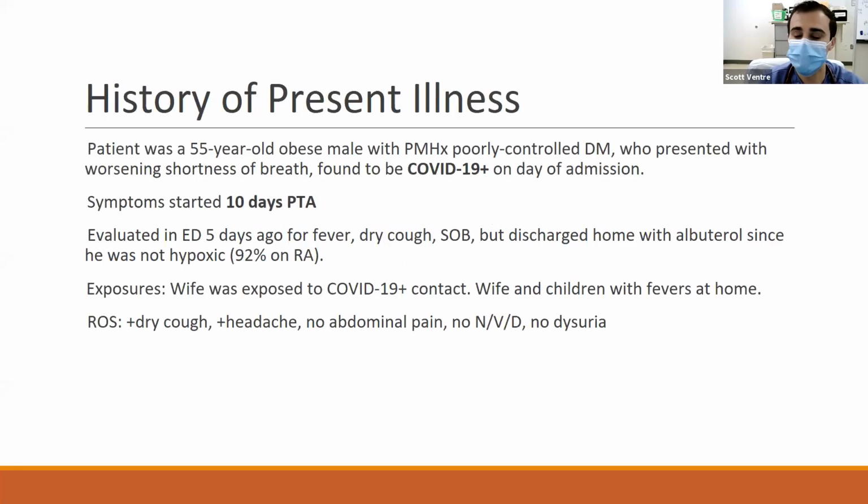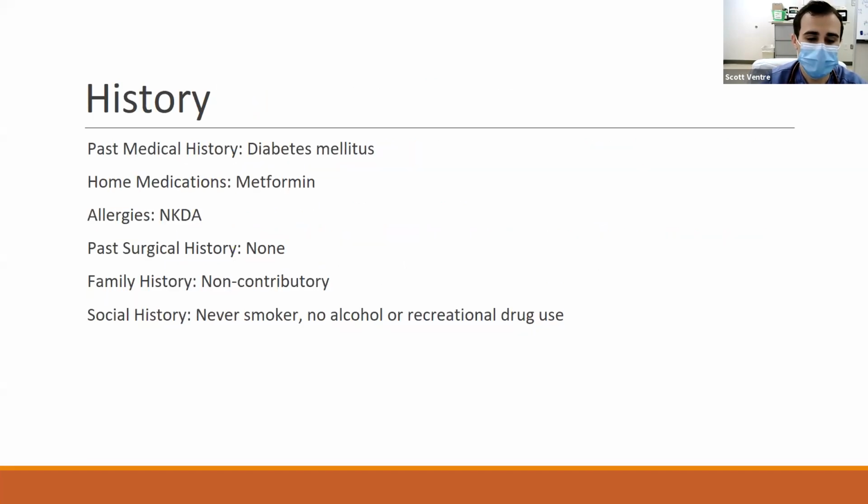So our patient was a 55-year-old gentleman with a history significant only for poorly controlled diabetes, who presented with fever, cough, and shortness of breath for 10 days, ultimately found to be positive for COVID-19. He had actually presented to the emergency room 5 days prior to the day of admission for the same symptoms, but was able to be discharged from the ED at that time. The rest of his past medical, surgical, and social history are essentially negative or non-contributory. It's the diabetes on metformin.